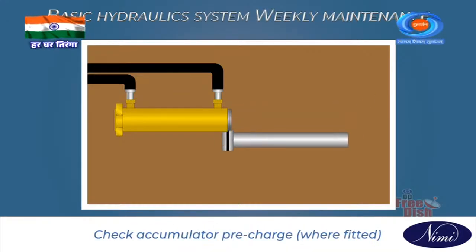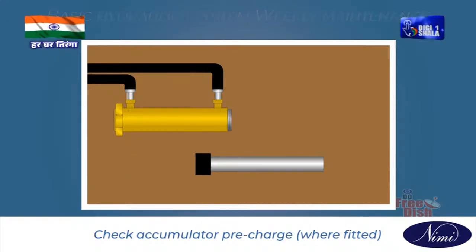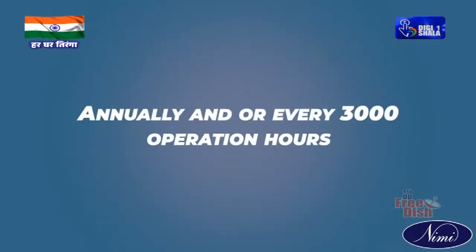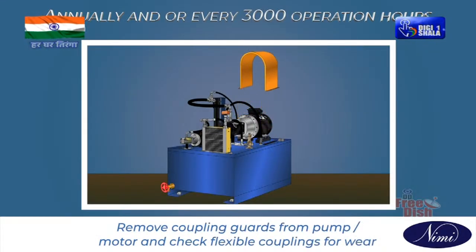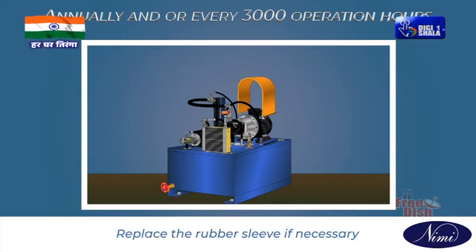Check accumulator pre-charge where fitted, annually and/or every 3000 operation hours. Check all mounting bolts for tightness. Remove coupling guards from the pump or motor and check flexible couplings for wear. Replace the rubber sleeve if necessary.